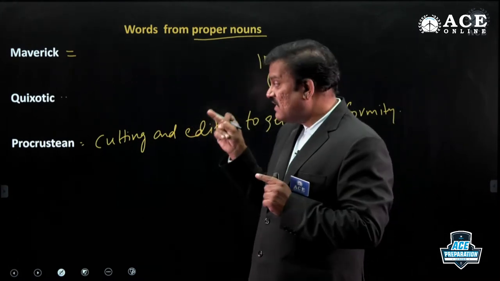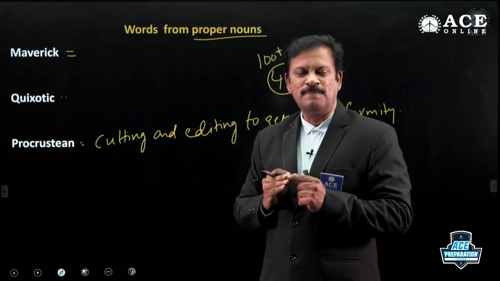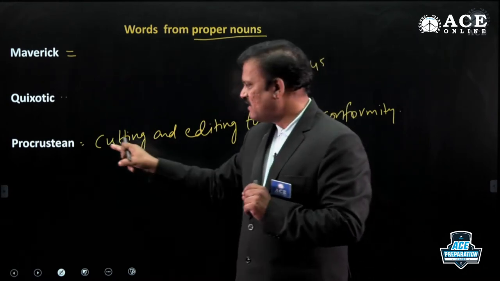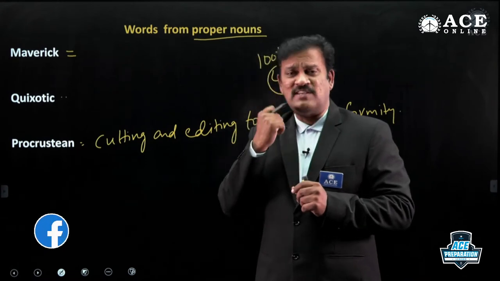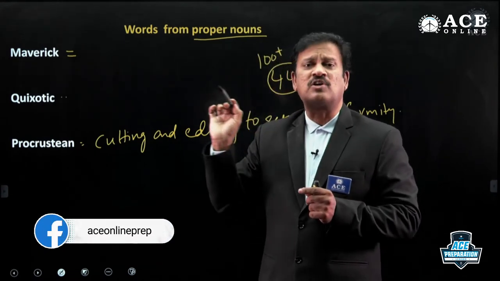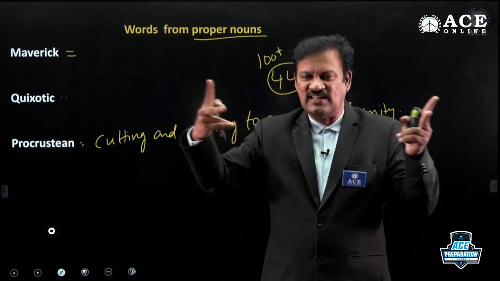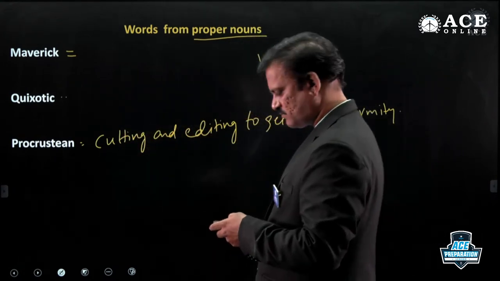But our English guys, these lexicographers and the people who are interested in words, they got this concept. They like this concept, and now they're using it in this sense. Suppose I say, this new law needs a procrustean treatment. Maybe this law should be adjusted either this way or that way. That is the meaning of procrustean.